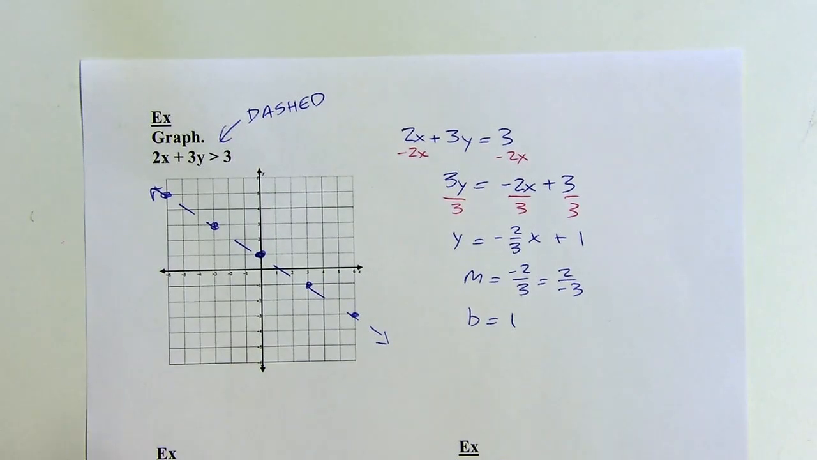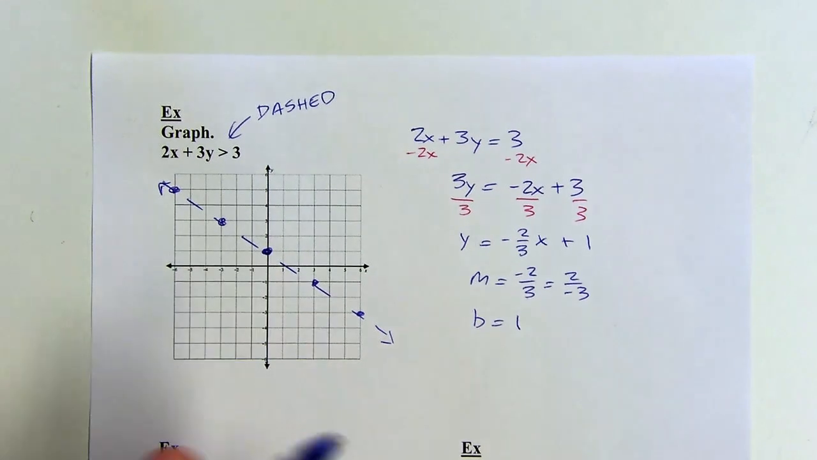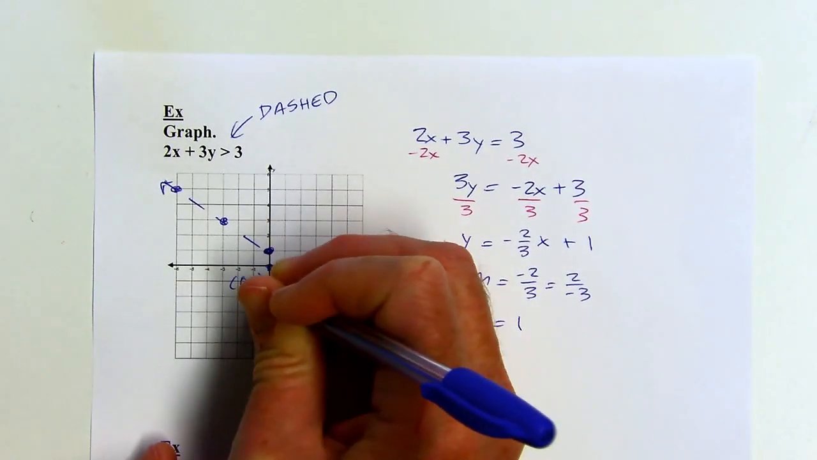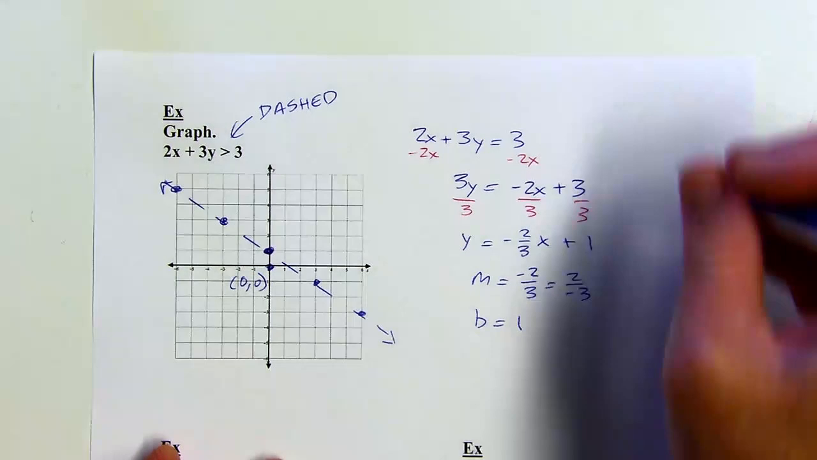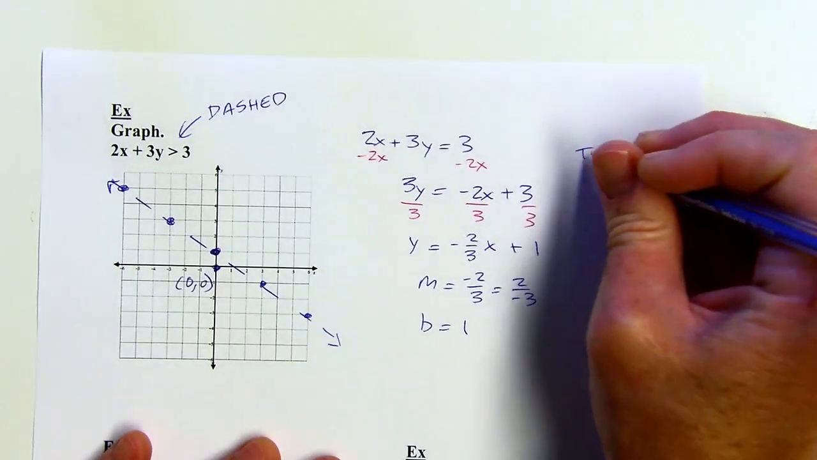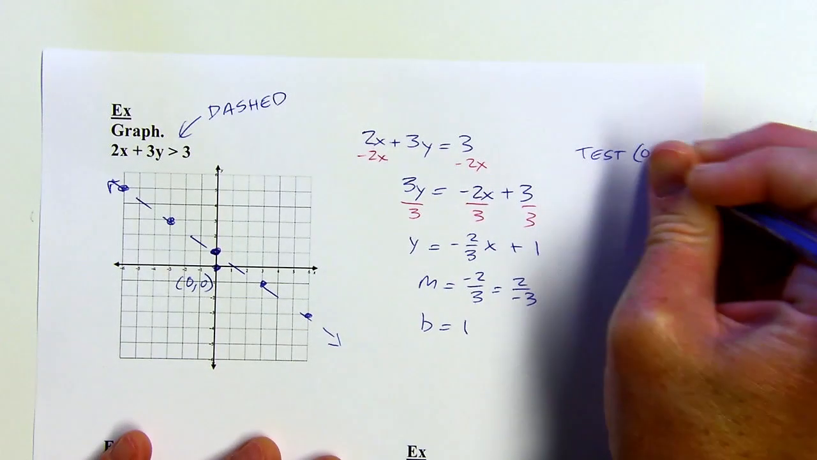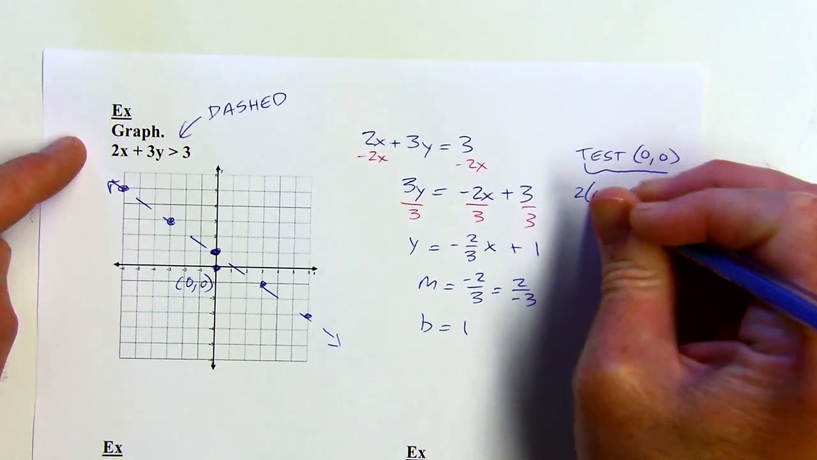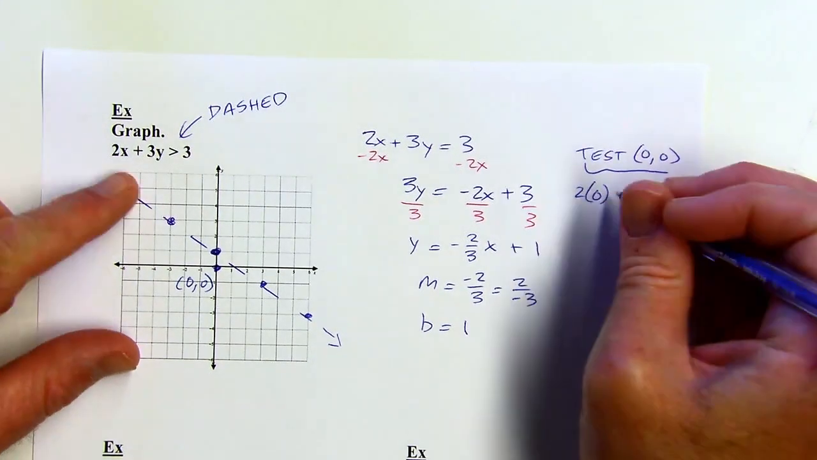So I need to figure out shade above or below. And so I'm going to pick a test point, and I can see (0, 0) is not on the line. So I'm going to use that as my test point. I'll use this area over here. Okay, I'm going to go to the original inequality. I don't want to use the equation. I want the inequality.